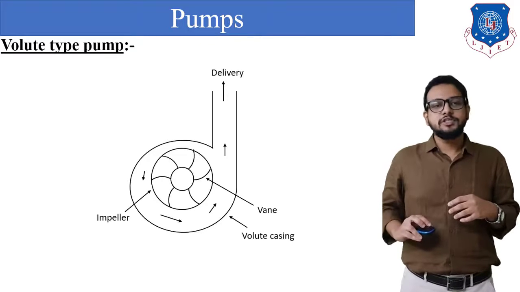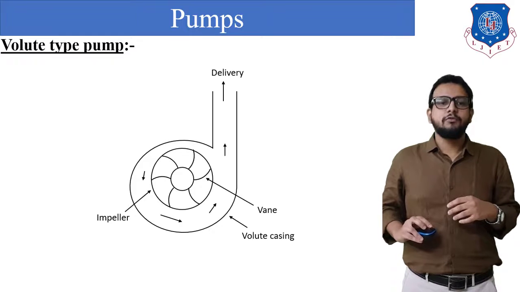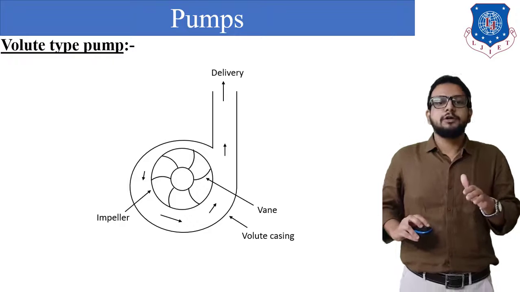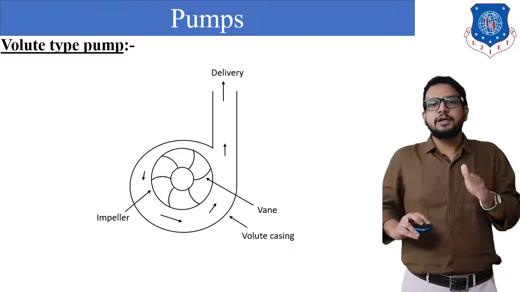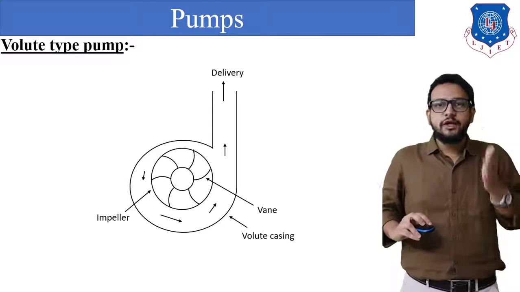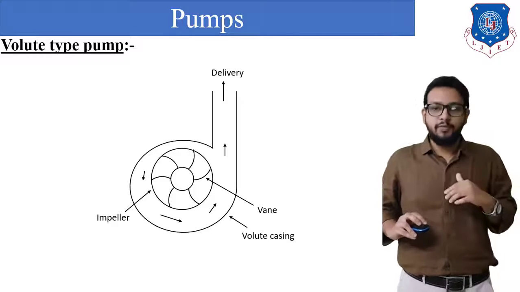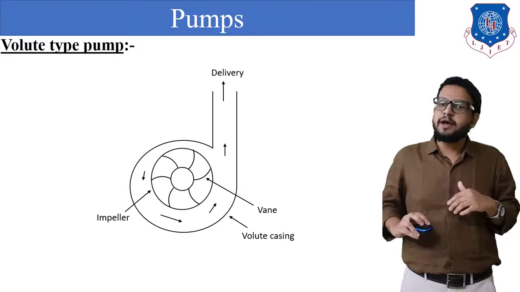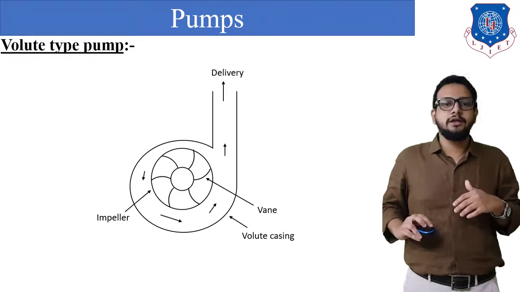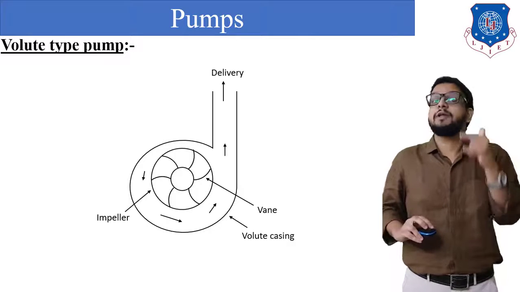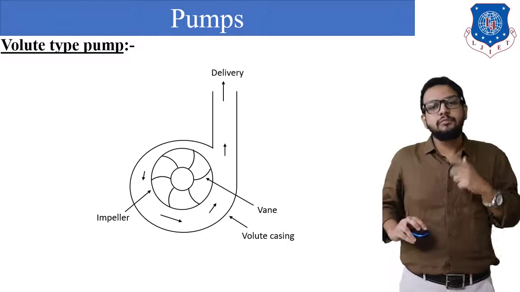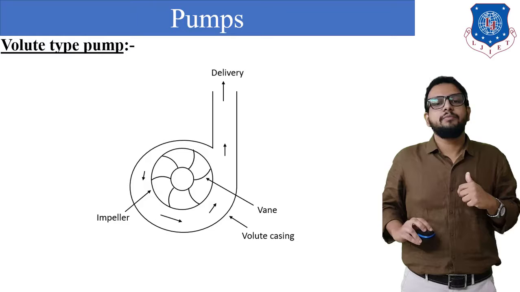Now let us see the first type, that is based on casing, the volute type pump. The volute type pump is the simplest type of pump. The working is the same as we have discussed for the centrifugal pump. The normal pump which we have studied is called a volute type pump. In that, the casing is of a spiral shape, which you can see, in which the area between the impeller and casing is increasing gradually. So this pump casing is called a volute casing.